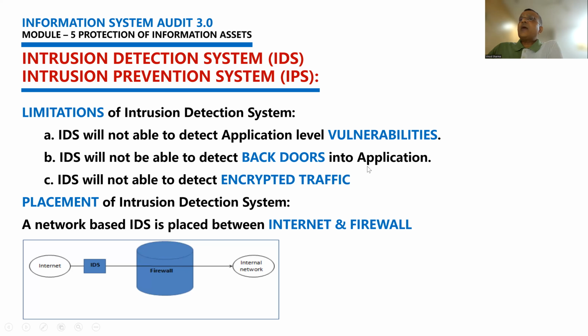IDS will not be able to detect backdoors into the application. Normally when you are using pirated applications, for example a pirated version of MS Office, these applications which are not genuine or not licensed have certain backdoors, openings or loopholes through which intruders can access your system. This is the reason it is always advised that we should use licensed software. So the intrusion detection system will not be any help in detecting anything if there is some problem with your applications, right?